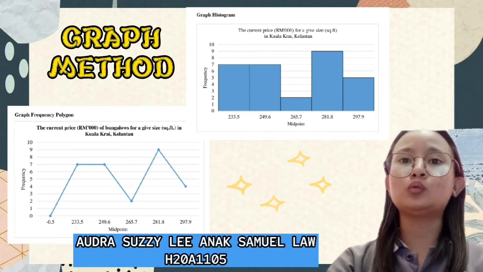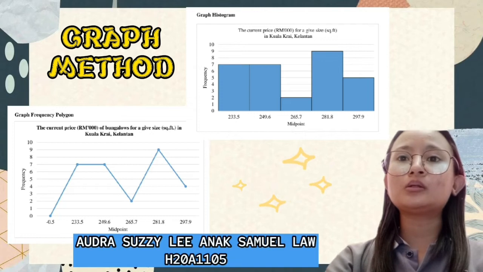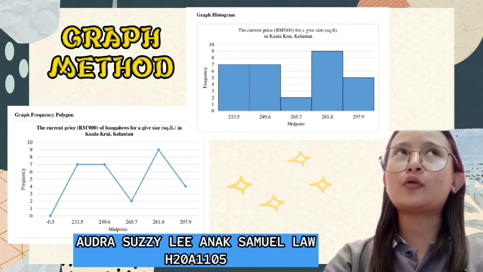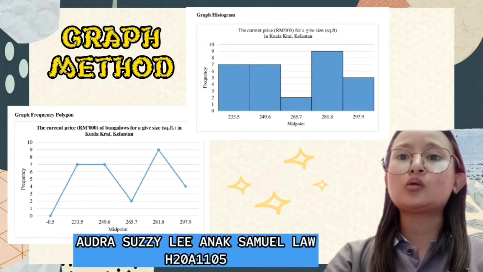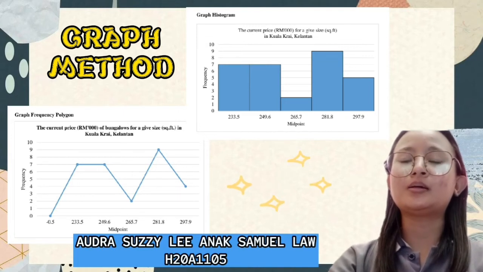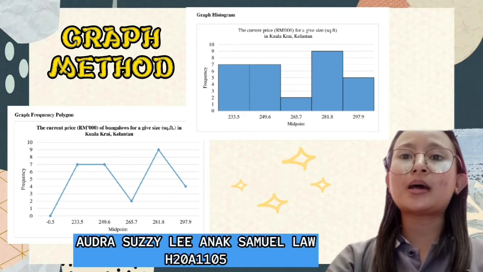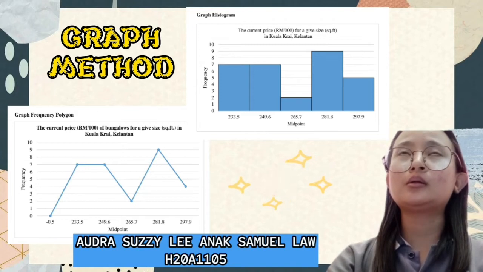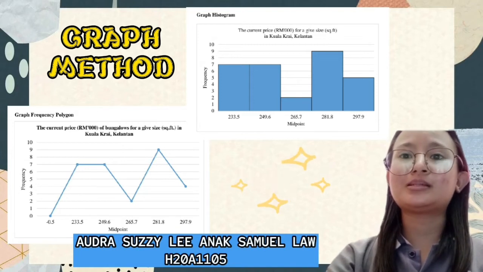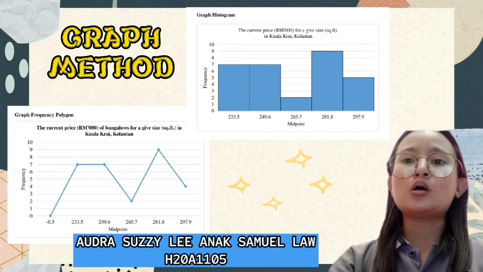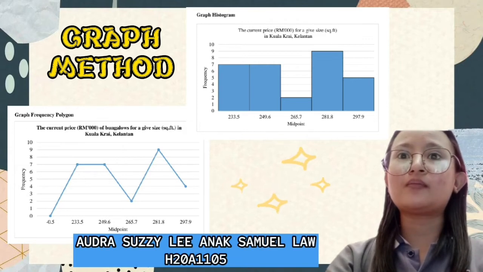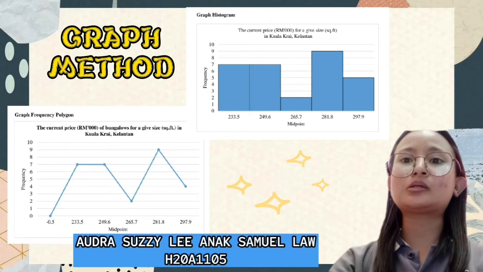Table 1 and Table 2 show the current price of bungalow for a given size in Kuala Krai, Kelantan. These two graphs show the highest current price, which is 281.8, with a frequency of 9, and the lowest current price is 265.7, with a frequency of 2. That's all for me.